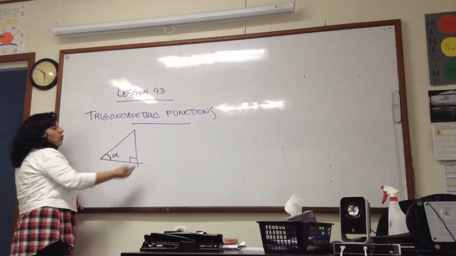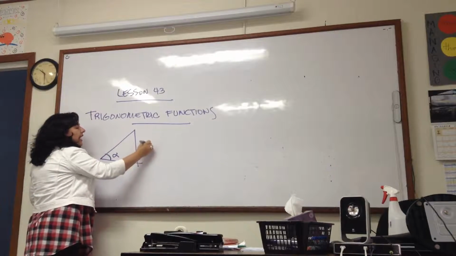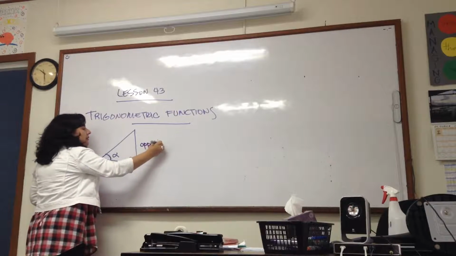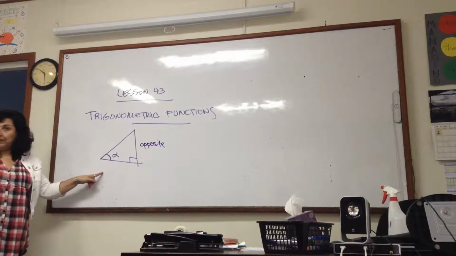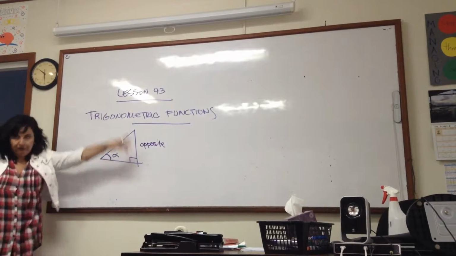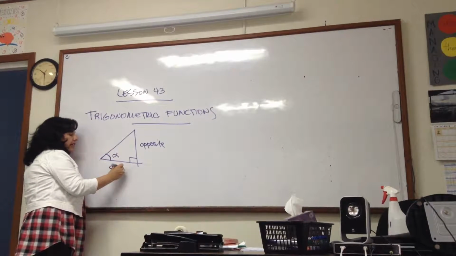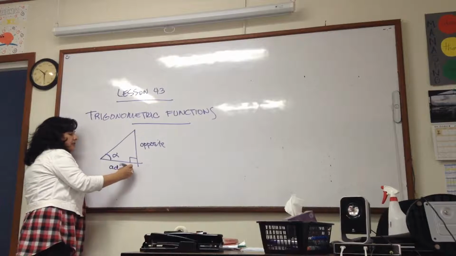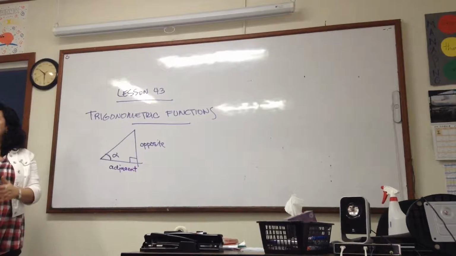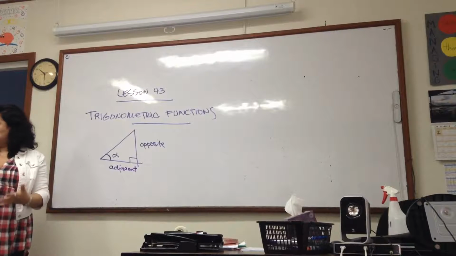If this is the angle, this side will be the side opposite this angle. Does everybody agree that that is opposite? Because it's like in front of it. The one next to it would be adjacent. Adjacent means next to it, or next to something.